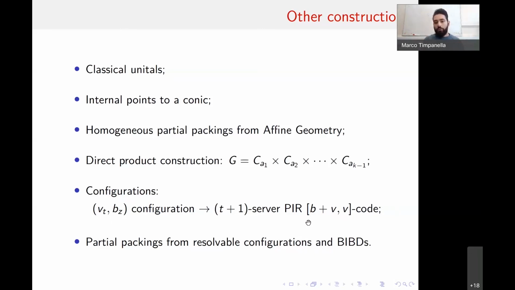Finally, it is also possible to combine these two approaches, the one with k-partial packings and the one with configurations, to obtain new families of these codes.